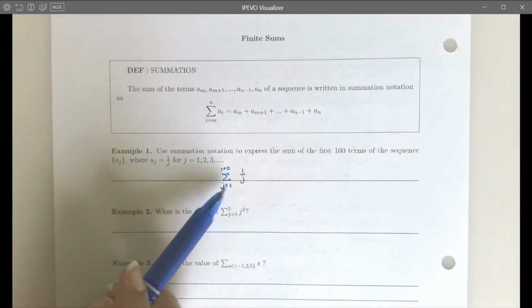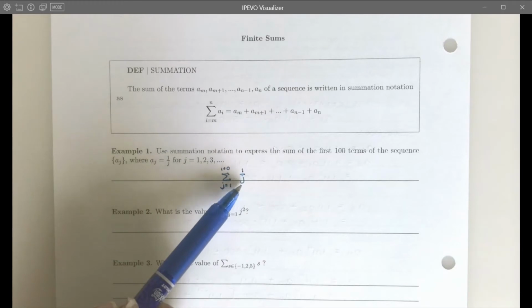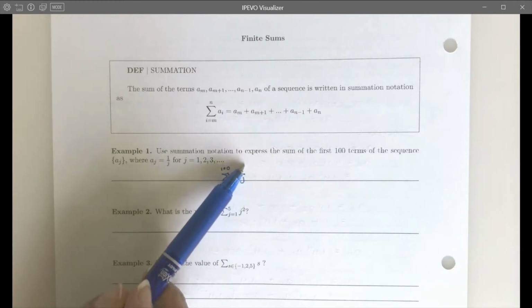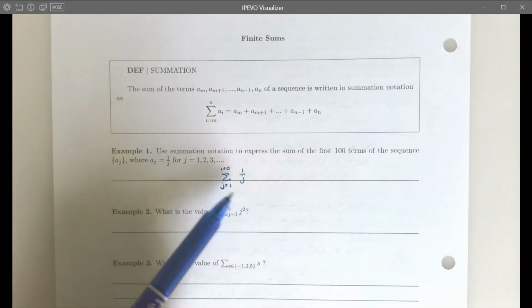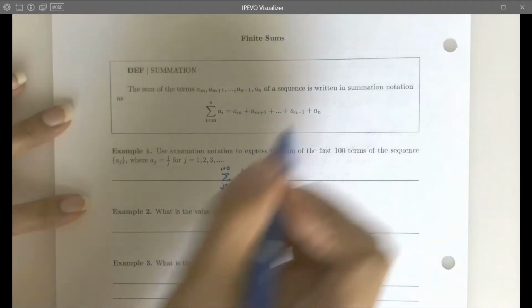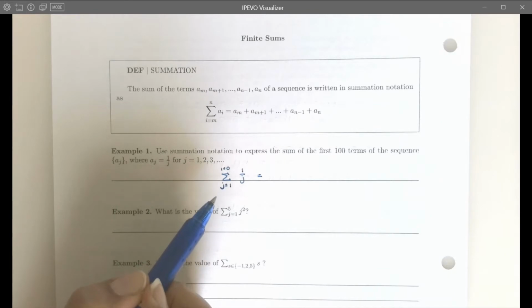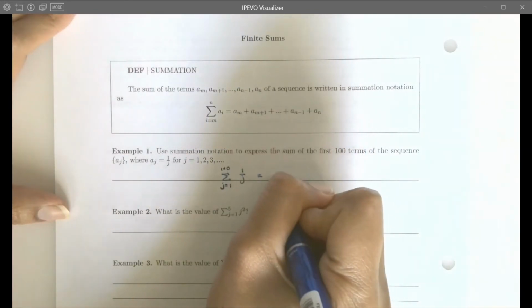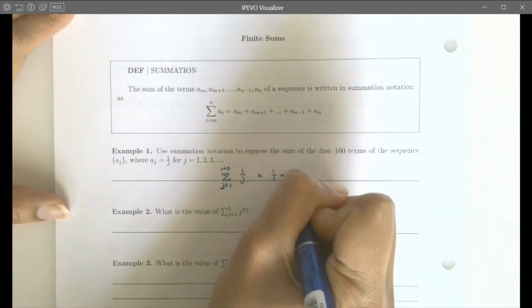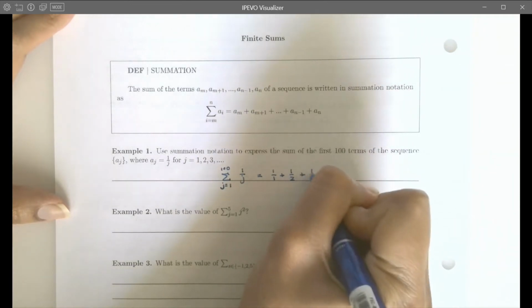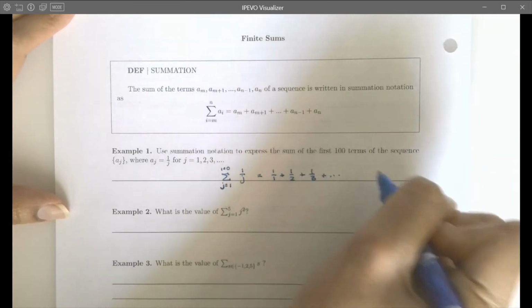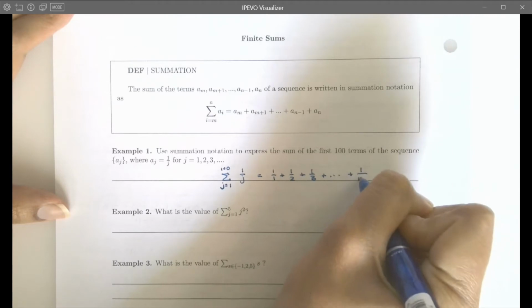We have a starting index, an ending index, and an expression for the variable, which depends on j, which means that it's going to change at every iteration or every term of the sum. And this means that we're going to have 1 over 1 plus 1 over 2 plus 1 over 3 down to plus 1 over 100.